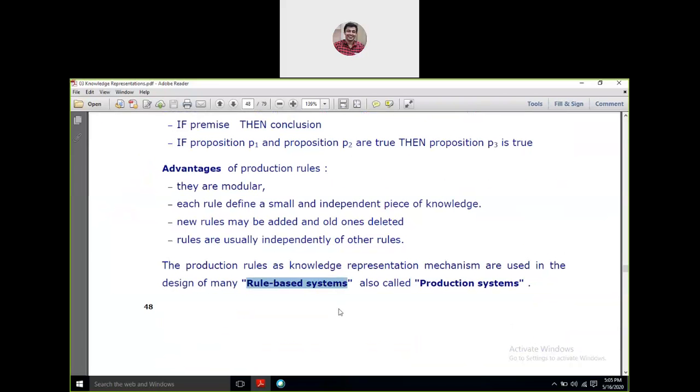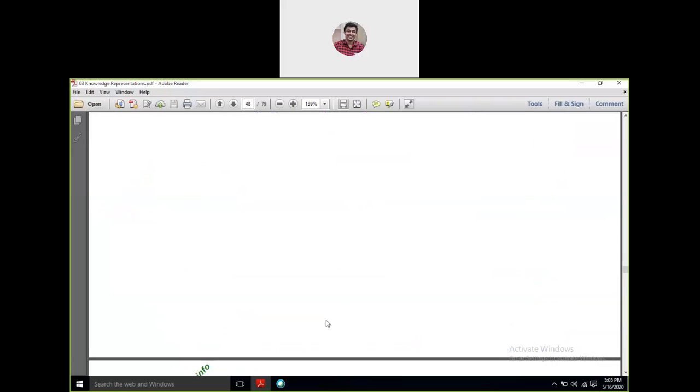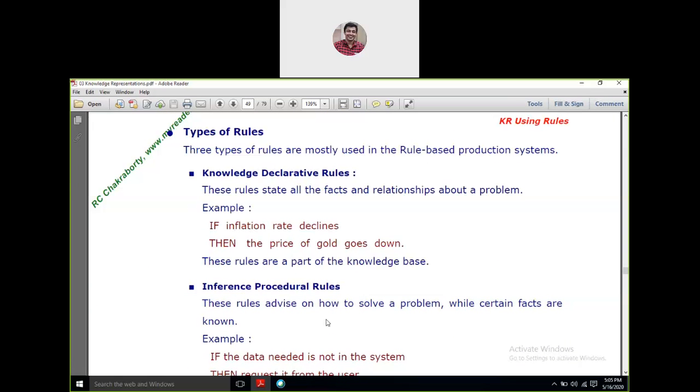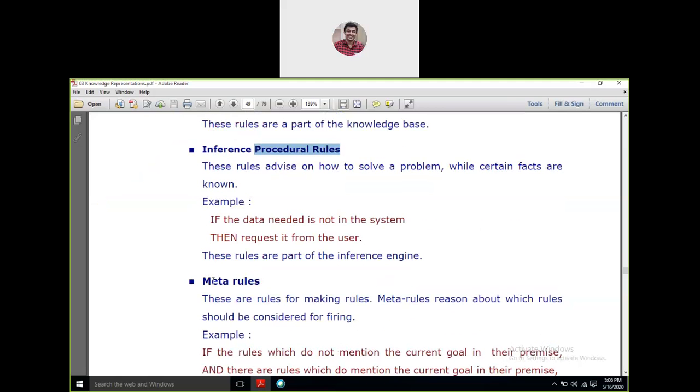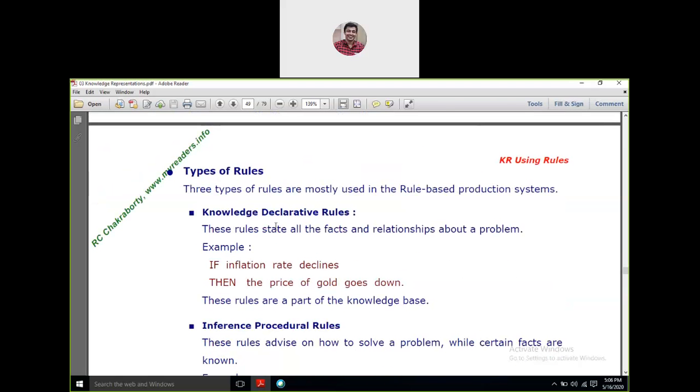We have talked about what rule-based systems are, because they comprise the working memory, the rule base, and the inference engine. We'll be talking about all of them today itself and their application part. Now, the types of rules. We obviously have known it many a time, like declarative rules and procedural rules. We do have one more, that is the meta rules. Let us see what these are.